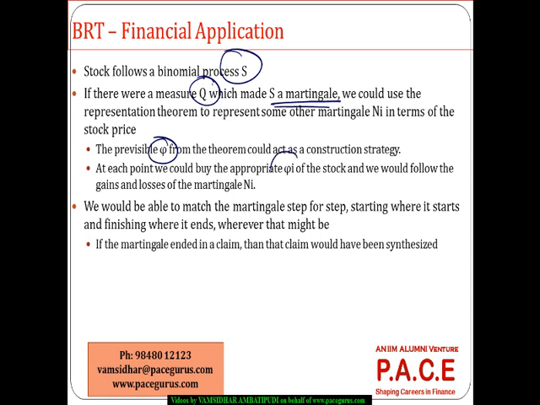So based on that, I could buy the appropriate phi_i of the stock which would replicate the kind of gains and losses with respect to the martingale N_i. So we can match the martingale step for step, where it is starting, where it is ending, whatever that might be. And if the martingale ended in a claim, then that claim also I can very much synthesize through this kind of a setup.